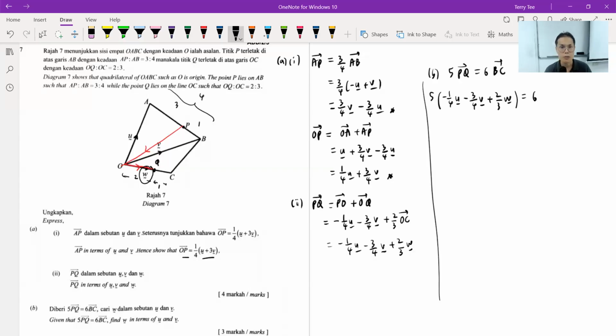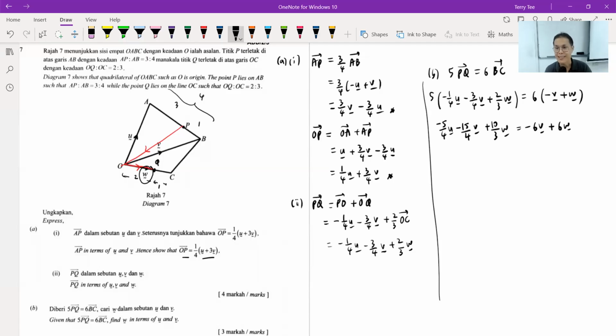And BC we can find directly. BC is quite easy. We can go B to O, O to C, right? B to O is minus V. O to C is W. So what we can do is expand the bracket, right? Let me expand this. This is negative 5 over 4 U minus 15 over 4 V plus 10 over 3 W equals minus 6V plus 6W.